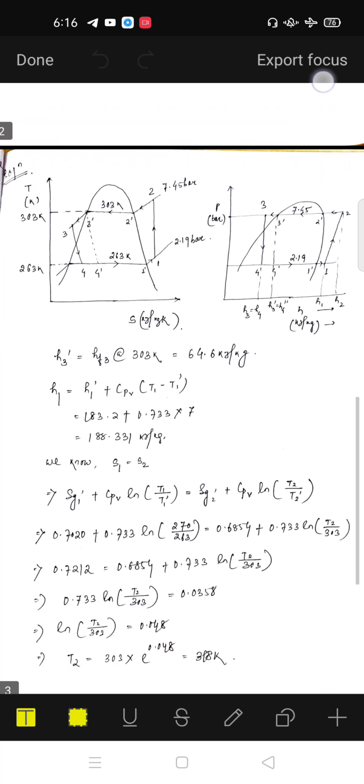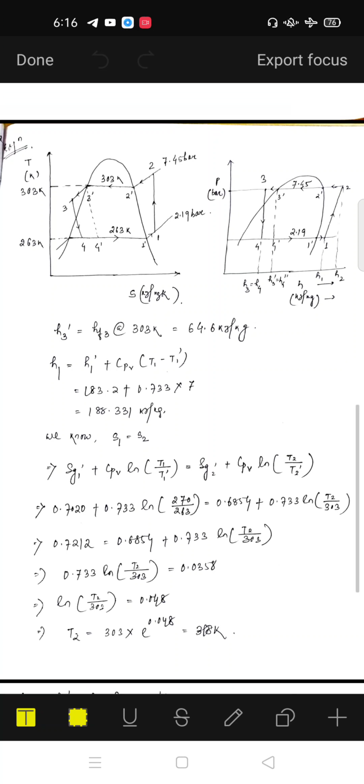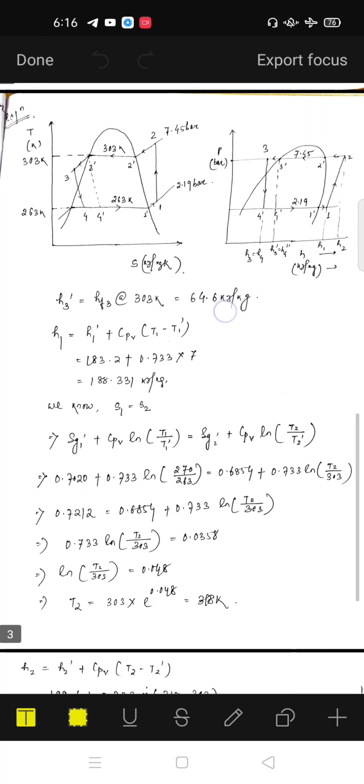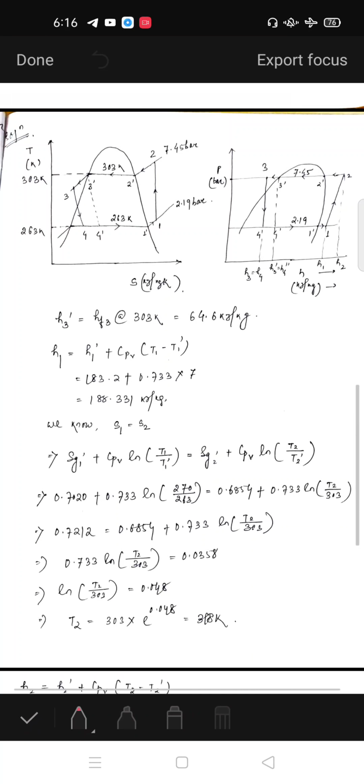Firstly, you have to draw the TS and pH diagram. As I have already told you, it is a case of subcooling, and at the entry of the compressor the refrigerant is in the superheated state. First you draw the higher pressure lines. This is the higher pressure line, this is the lower pressure line. Higher pressure means the condenser pressure, lower pressure means the evaporator pressure. Now point 1 will be here.